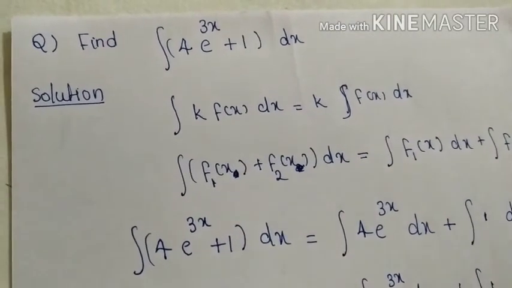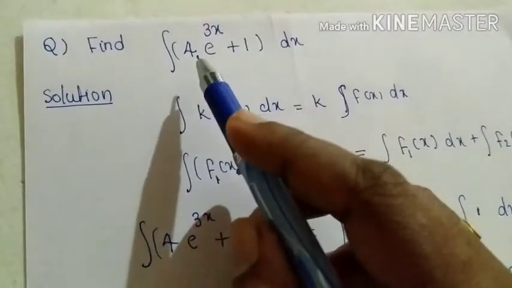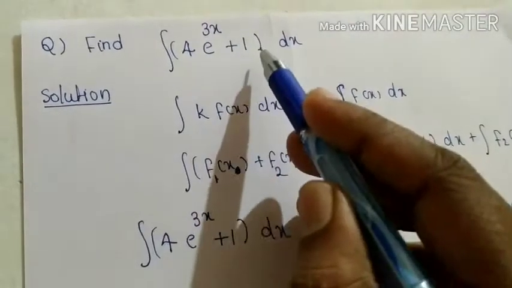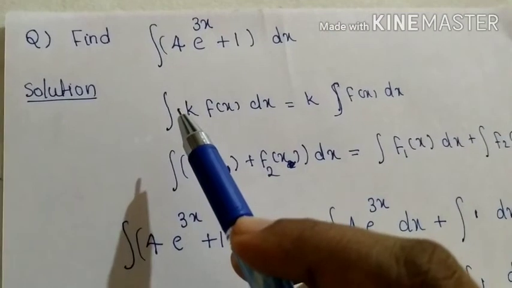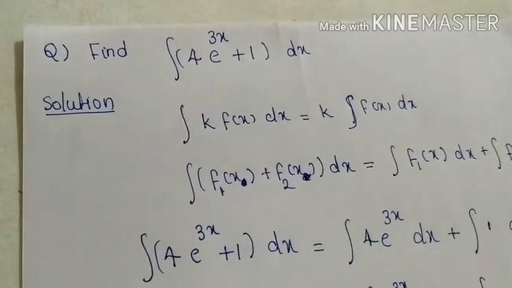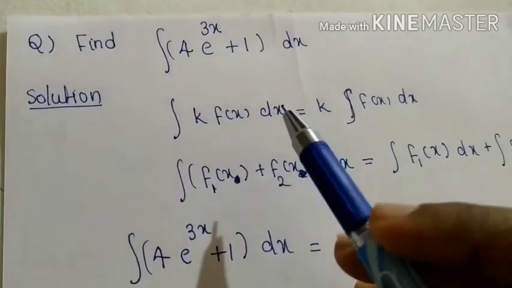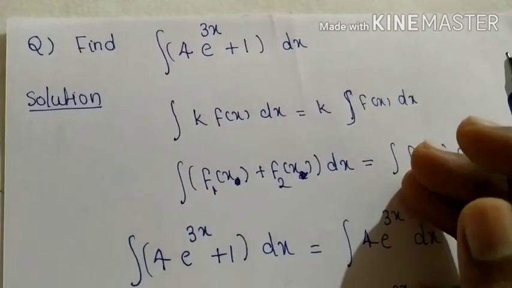This is our first question. Find integral of 4 e raised to 3x plus 1 dx. So let's start the solution of this question. Before starting this question, we need to know two properties of integration.